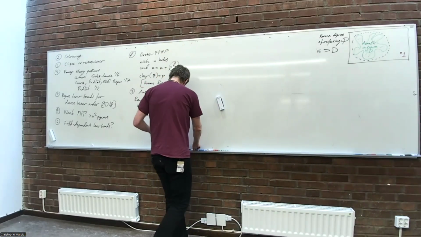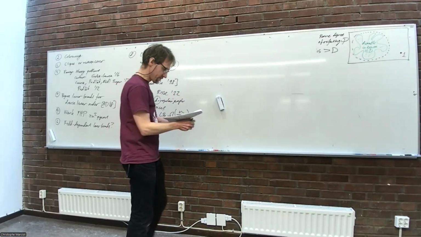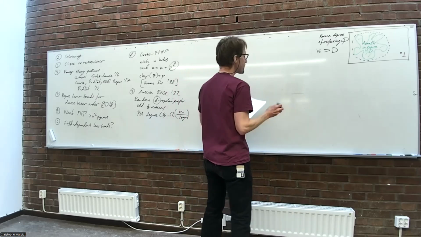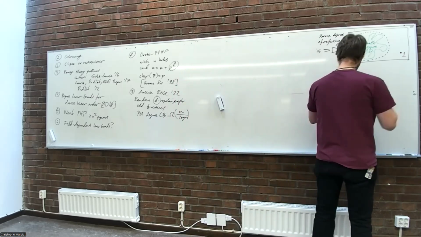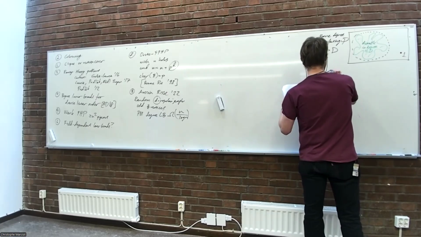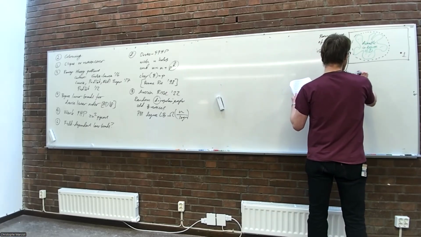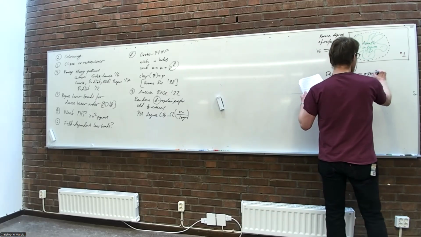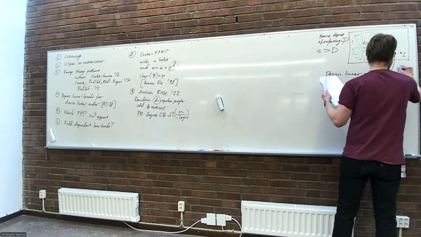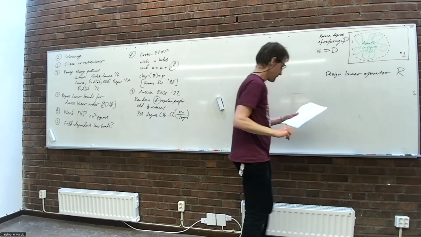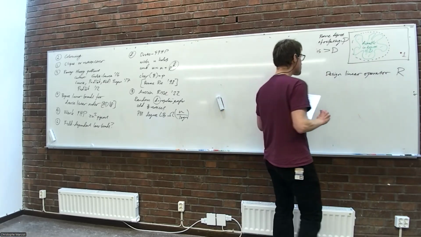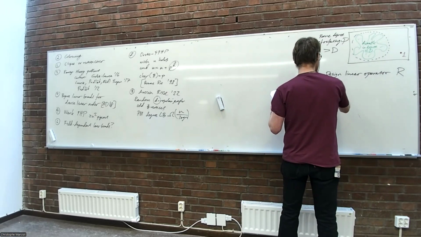This actually goes back to Razborov, who said basically that what we should try to do is the following. We should design a linear operator R on polynomials, which has the following property.